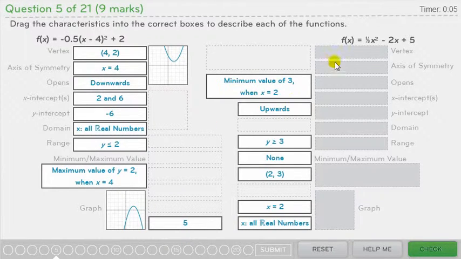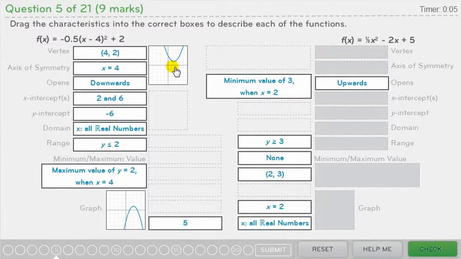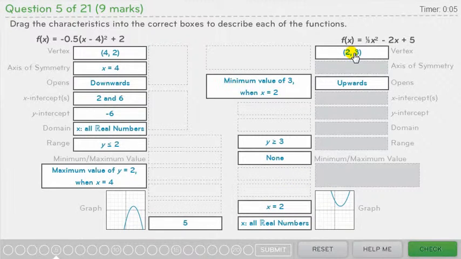Now let's go take a look at our function in general form. Our function in general form has an a value out in front here of positive 1/3. Therefore, I know that it opens upwards, and I know that that's got to be my graph. From the graph, we can see that our vertex occurs at positive 2, positive 3. And the axis of symmetry is always through the x value of the vertex, so x equals positive 2.